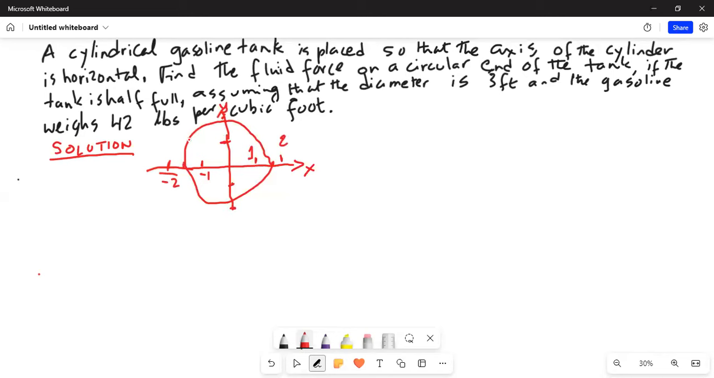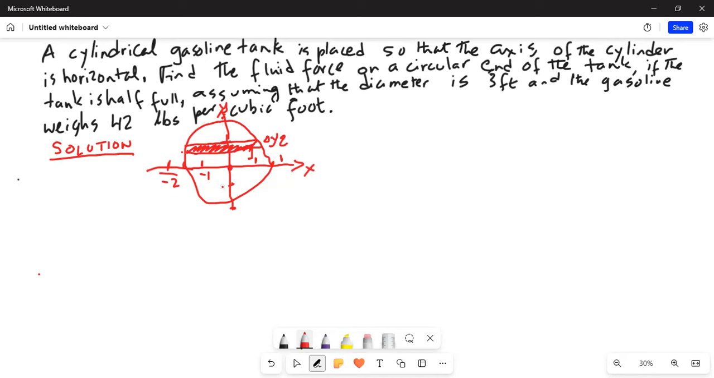Anyways, so let's consider a lamina over here. So we are considering this lamina over here. Its height is delta y. And of course, the lamina is actually over here below the horizontal axis.